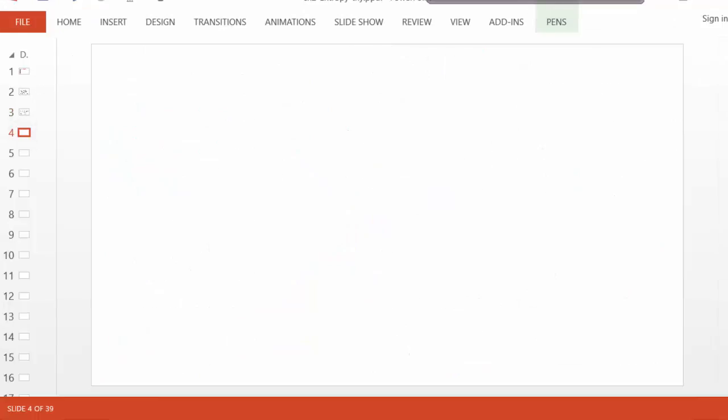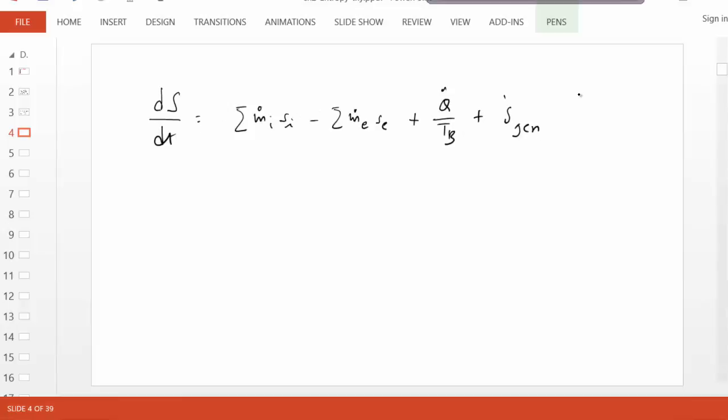So to summarize the rate equation for entropy, we can write that dS/dt equals the sum of m dot i s i, minus the sum of m dot e s e, plus Q dot over TB, plus S dot gen. Notice the unit for entropy becomes clear now. Q dot is kilowatt, TB is Kelvin. So each term must have the same unit.